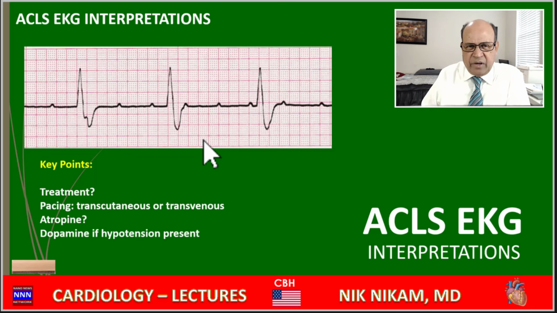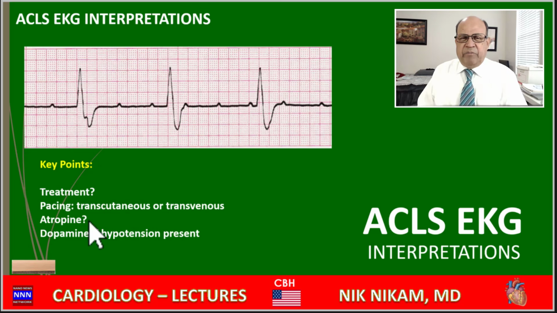The treatment for complete heart block is, of course, a transcutaneous or transvenous pacemaker. Atropine can be used, but if you have a total AV block, the atropine may not help because the AV block cannot be reversed with atropine. If these patients are hypotensive, they can be started on dopamine, which may help with the blood pressure, and sometimes it may also help with the rate.